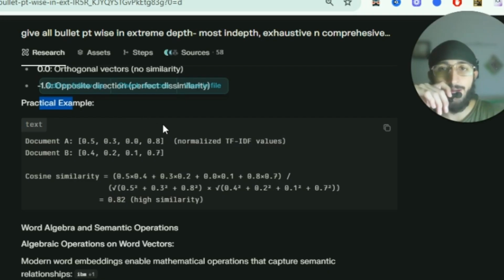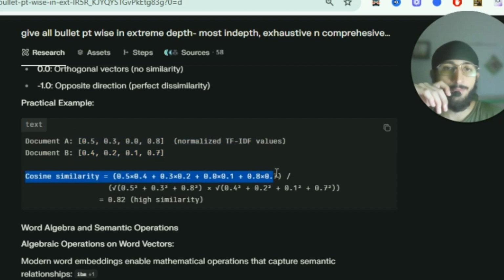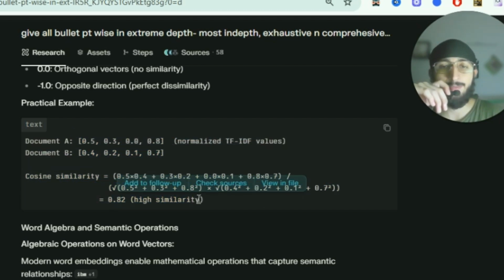Now let us take a practical example. Let us say document A has these normalized TF-IDF values. Document B has these values. Cosine similarity we calculate for each, right? And we get 0.82, which is high similarity.